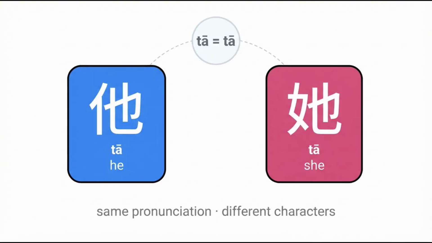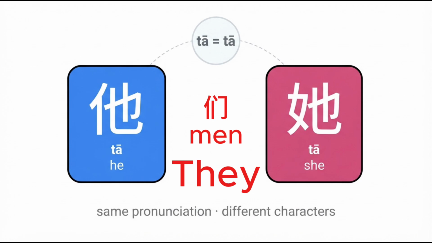他, he or she, same pronunciation. 她, both are pronounced exactly the same. The only difference is how they're written. So when people are just talking, you literally can't tell if it's he or she? Exactly. In spoken Chinese, gender is something you pick up from context. It only shows up in writing. 他们, they. Same plural rule again. Add 们 and it's used whether the group is all guys, all girls, or mixed.